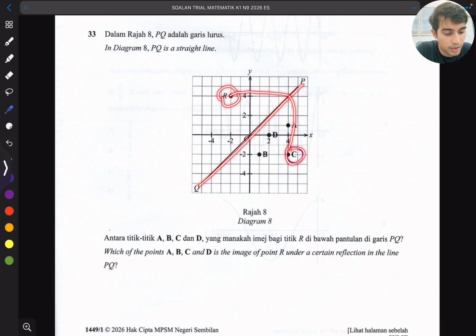It must be the same. So here we have 1, 2, 3, 4, 5, 6, and 1, 2, 3, 4, 5, 6. So 6 here, 6 here. It has to reflect along this line.